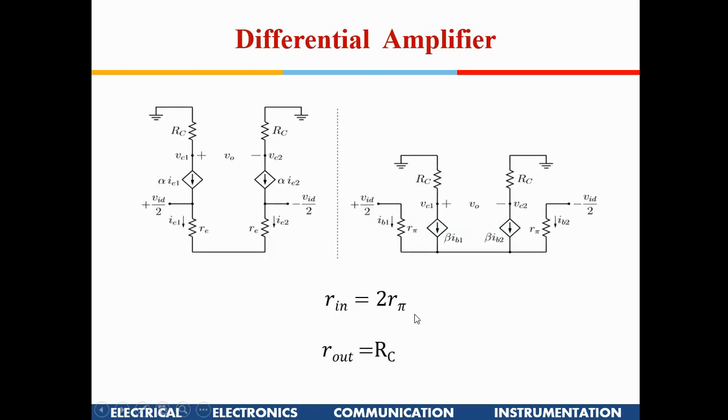Okay. So what is the input resistance of a differential amplifier? See, if you see from here, this is the input. VID is given here. You have 1 R pi and 2 R pi. So the input impedance is 2 R pi, right?